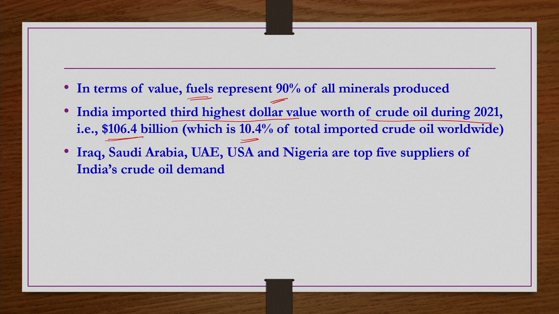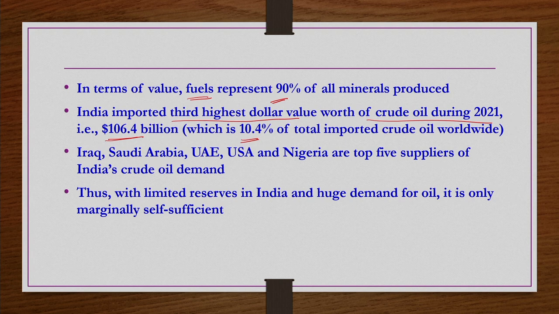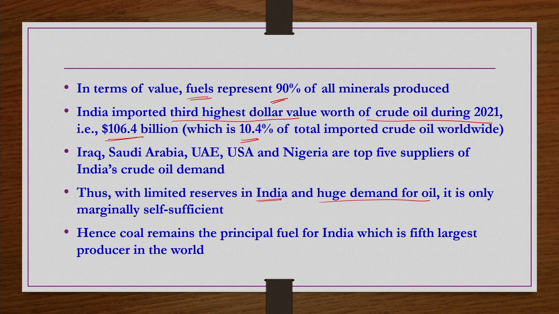What are the countries that are supplying us these crude oils? Primarily Iraq, Saudi Arabia, UAE, USA and Nigeria are the top 5 suppliers of India's crude oil demand. Of course, we also import from other nations, but these are the top 5 suppliers of India's crude oil demand. Thus, because of the limited reserves in India and the huge demand for oil, it is only marginally self-sufficient. It is not completely self-sufficient when it comes to oil. Because of this, in India coal still remains the principal fuel, and India is the 5th largest producer of coal in the world.